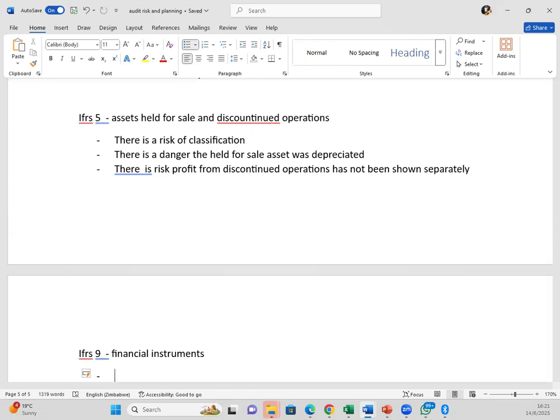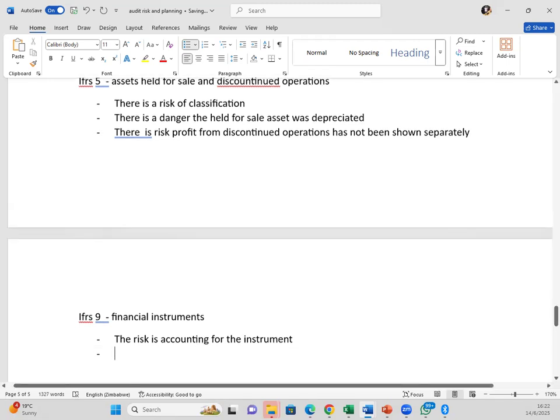So it now depends with which instrument are we dealing with. In general, because it's an area that is a lot of calculations, the risk is accounting for the instruments. Now it depends on which issues you have been given in the question. Is it an equity instrument? Is it a convertible instrument? Is it an asset? So you need to consider which instrument we are dealing with in the question.